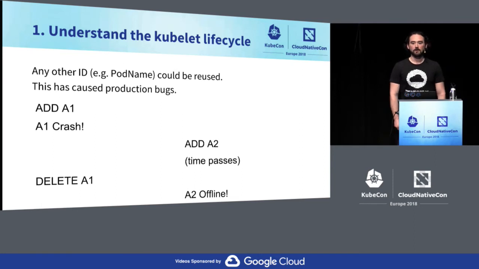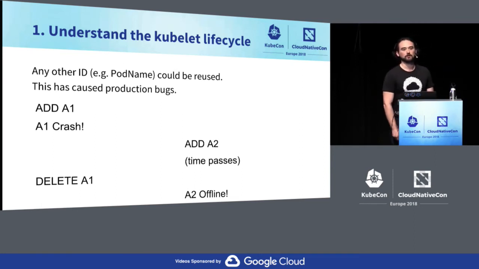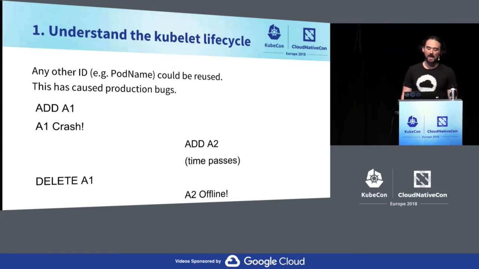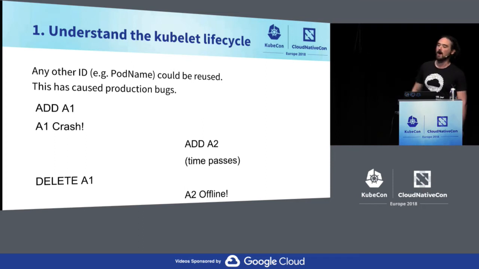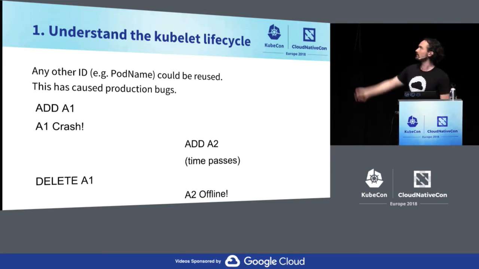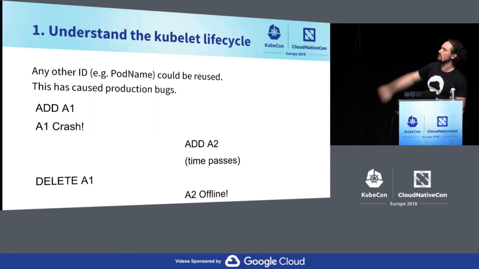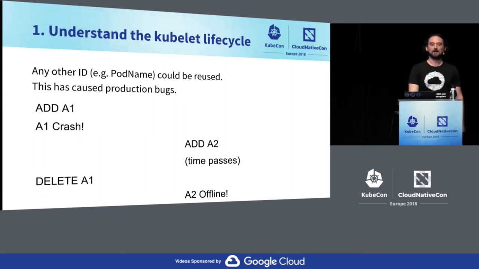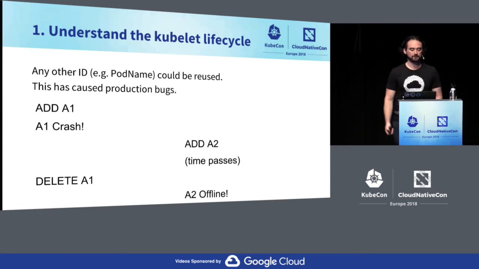If you use any other identifier as your primary key, it might be reused by the kubelet. Even pod name may be reused. This has caused production bugs in commercial CNI plugins. The race condition is something like this. If you have a pod with the same name but two different pod IDs, add A1, A1 crashes. At some point in time, the kubelet is going to restart it, and it might restart it and do an add of A2 before it does the delete. You delete A1, but if you're using A as your primary key, A2 is now offline, right? All this comes from needing to understand how the kubelet works.